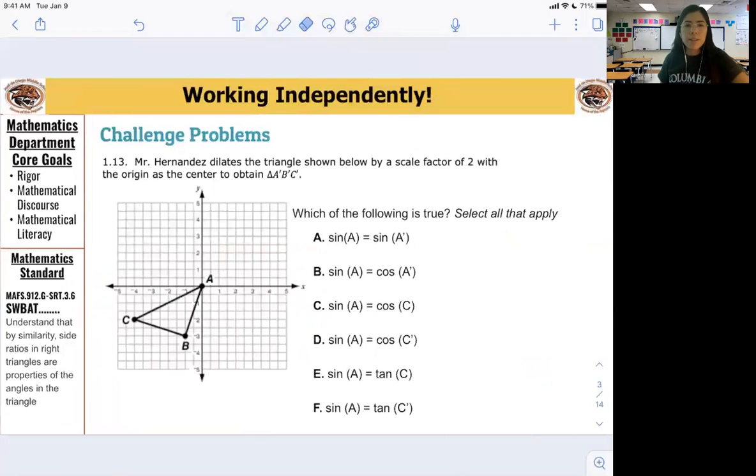Here we go. Mr. Hernandez dilates the triangle shown below by a scale factor of 2 with the origin as the center to obtain A prime, B prime, C prime. Which of the following is true? Select all that apply. Here we go. Here's another poll. Hold on, let me put the right one.